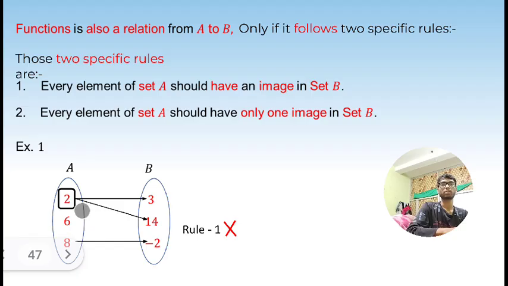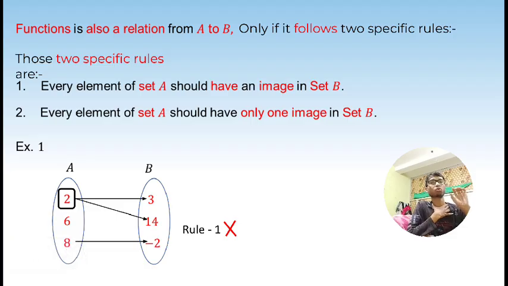Now what about the second rule? Only one input is giving two solutions, but that is not possible in a function. So one input should give only one image.